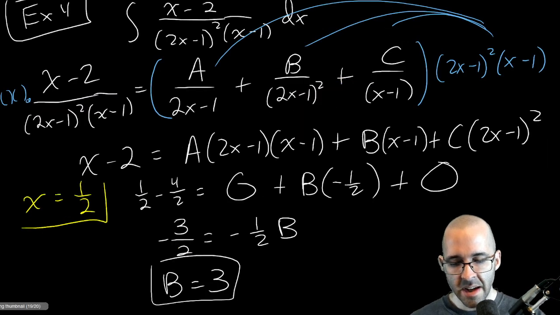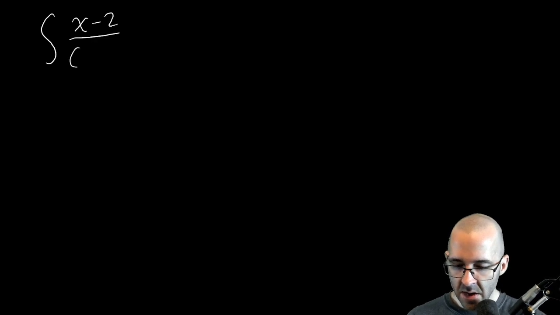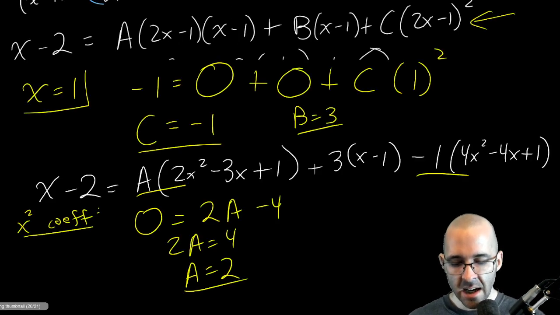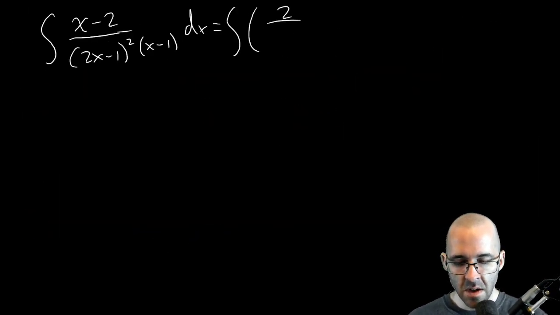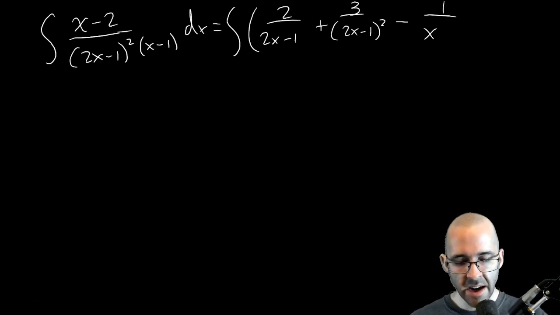So, where does that bring us? That brings us to this integral. Dang, I keep on adding extra pages I don't need. The integral of x minus 2 over 2x minus 1 squared times x minus 1 dx is just equal to, now we have room, the integral of a, which is 2, over the first factor, plus b, which is 3, over the first factor squared, plus c, which is negative 1, over the last factor.